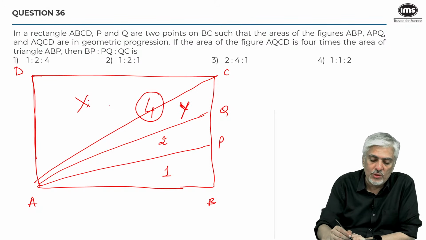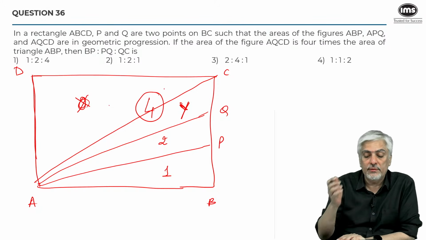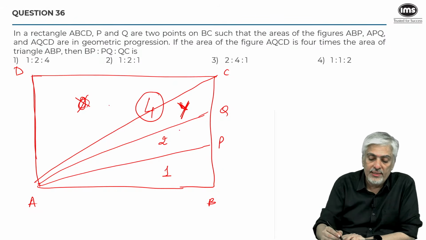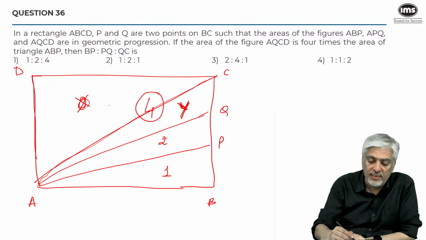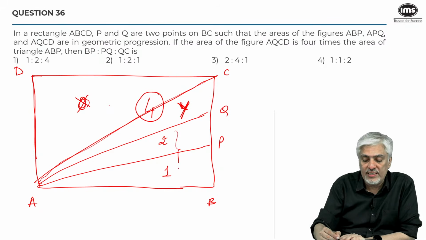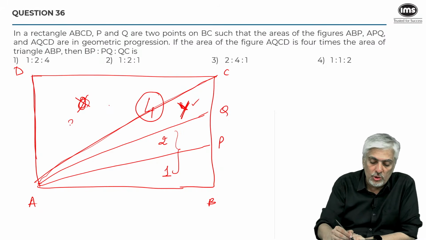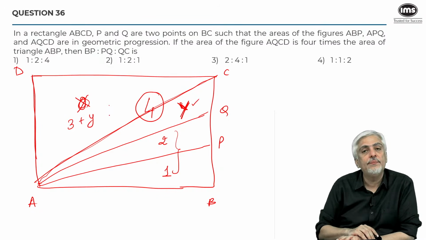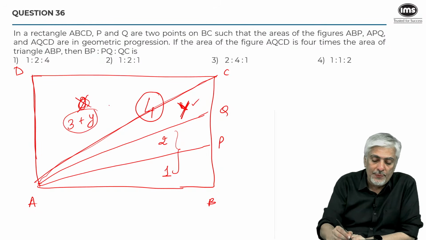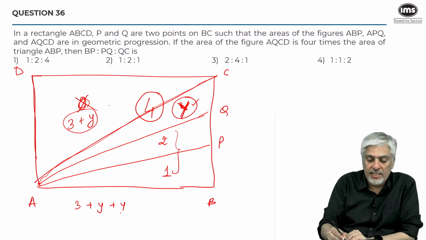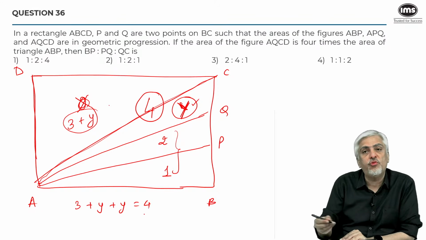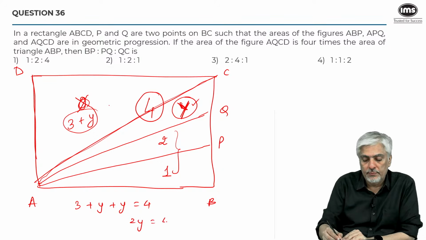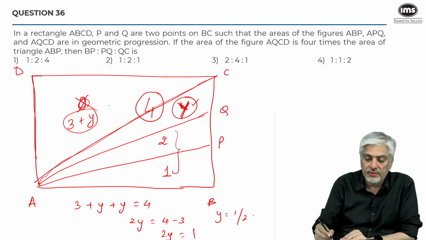Suppose I call this area Y or whatever. If this area is Y, how much is half the rectangle? Half of the rectangle is 3 plus Y. So the other half is also 3 plus Y. So we get 3 plus Y is 4. So 2Y is 4 minus 3. 2Y is 1 and Y is half.